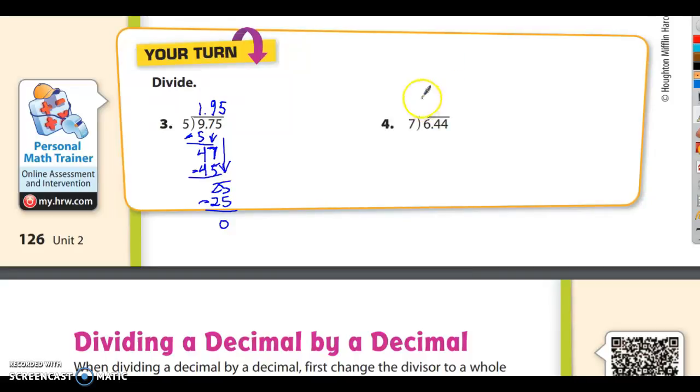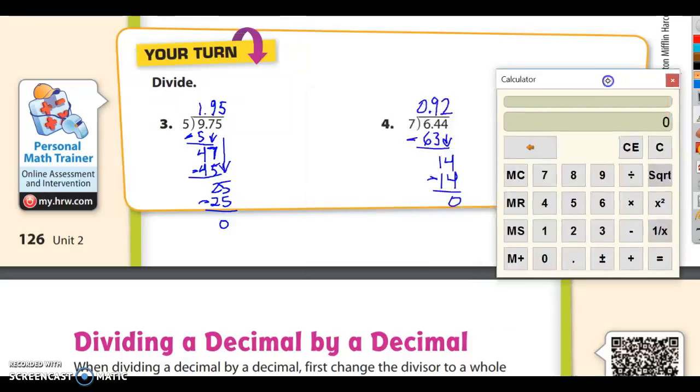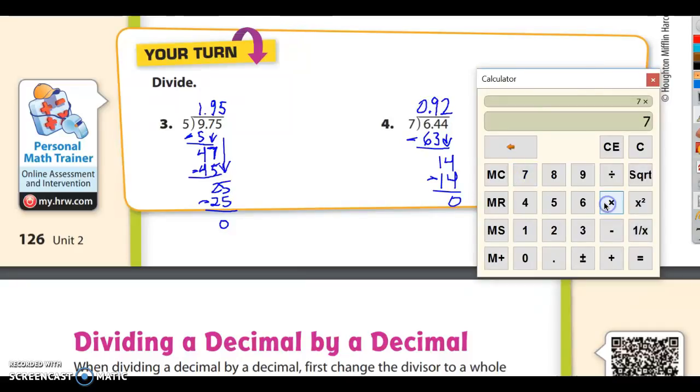Alright, 7 does not go into 6, so I put a 0 here. 7 does go into 64 9 times. 9 times 7 is 63. 7 goes into 14 twice. 2 times 7 is 14. No remainder, it means I'm done. Decimal comes straight up. Again, I'm going to multiply my divisor, 7, by my quotient, 0 and 92/100ths, and I should get 6 and 44/100ths, and I do.